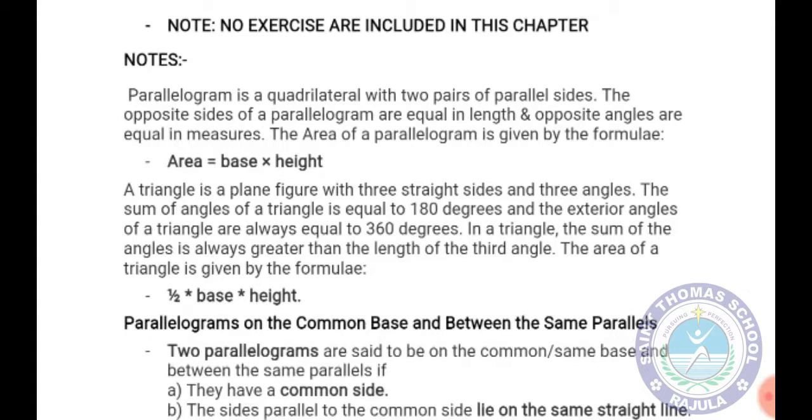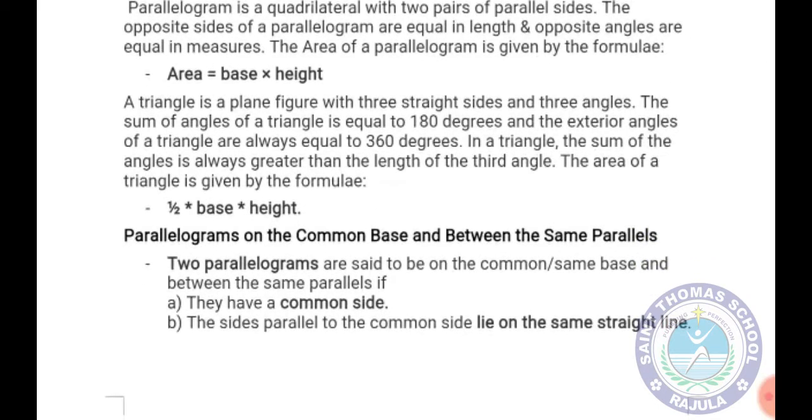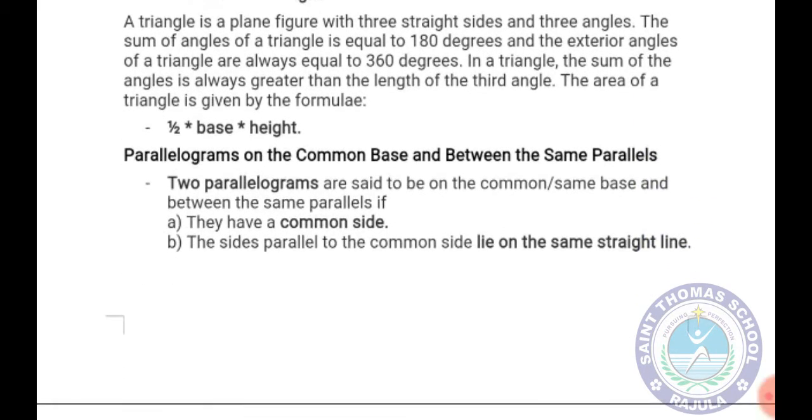A triangle is a plane figure with three straight sides and three angles. The sum of the angles of a triangle is equal to 180 degrees, we all know. And the sum of the exterior angles of a triangle is always equal to 360 degrees. In a triangle, the sum of two sides is always greater than the length of the third side. The area of the triangle is given by the formula half into base into height.